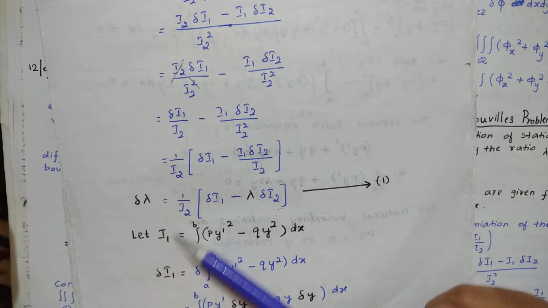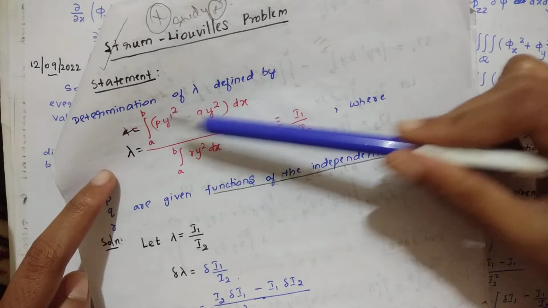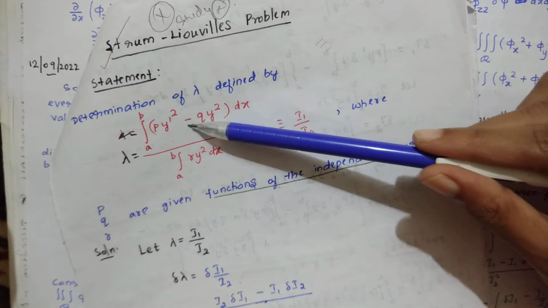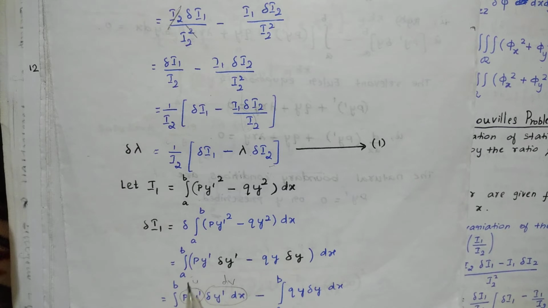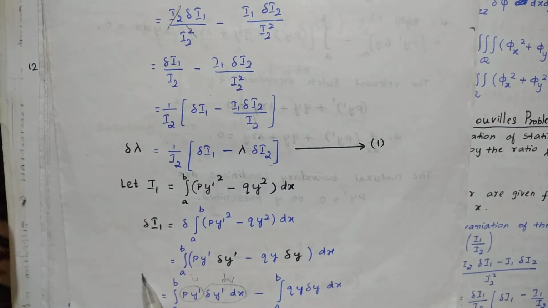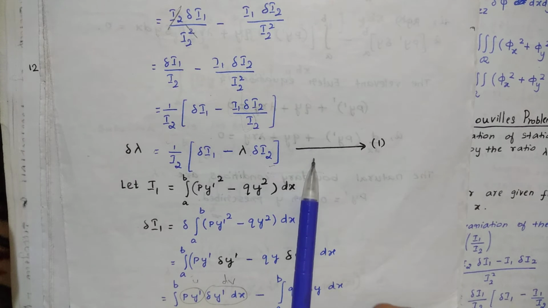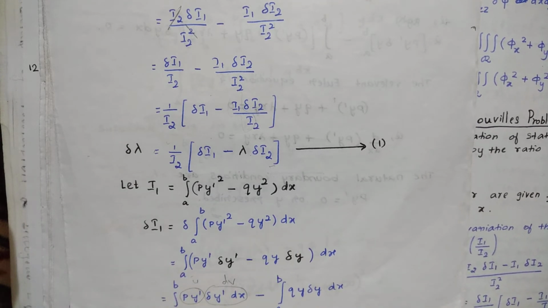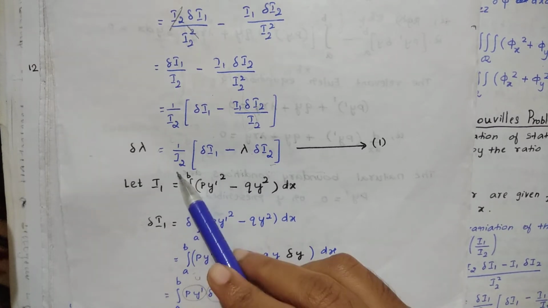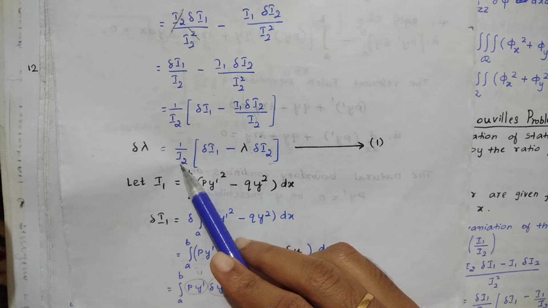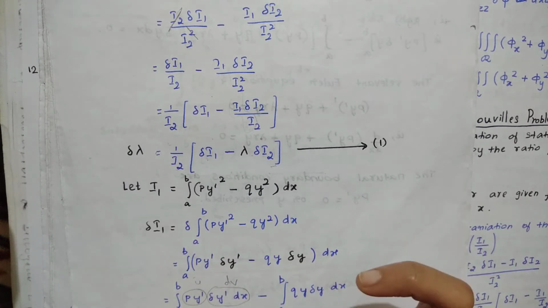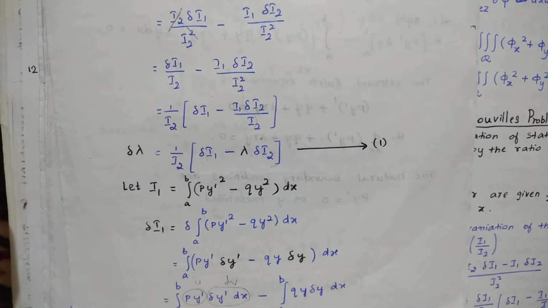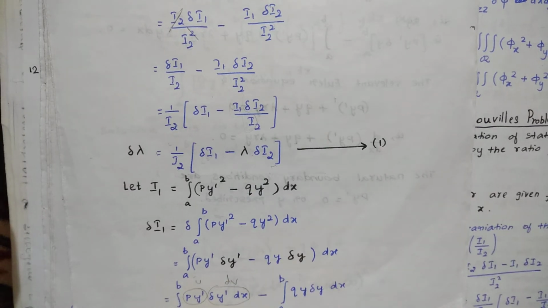Now let I1 is equal to, in the statement you have a value in the numerator, right? You are taking let I1 is equal to this value. Now similarly you are finding delta I1. The reason why you are finding all these things is, look at this equation number 1. In this equation number 1 you are going to substitute all the necessary values. The necessary values are I2, delta I1 and delta I2. So you need all these values, right? So that is why our next intention is to find all these values.